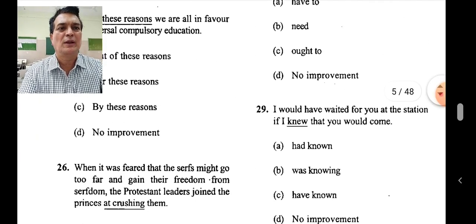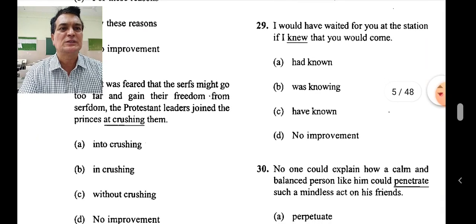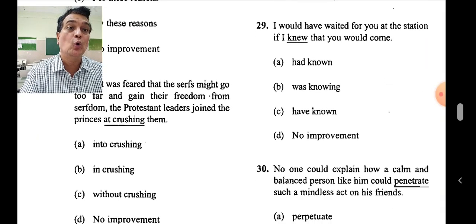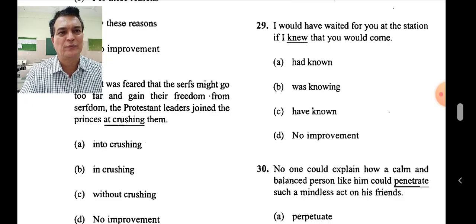Now we'll go to the 29th one. I would have waited for you at the station if I had known that you would come. So therefore, past tense, past perfect tense. You would come. So go back to the past perfect tense. Had known. If I had known.